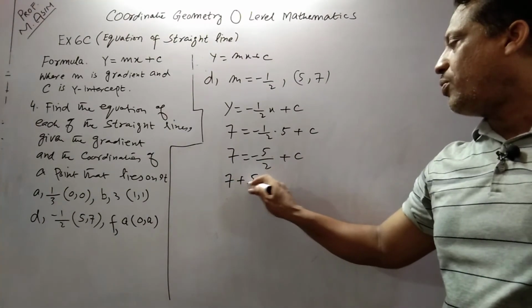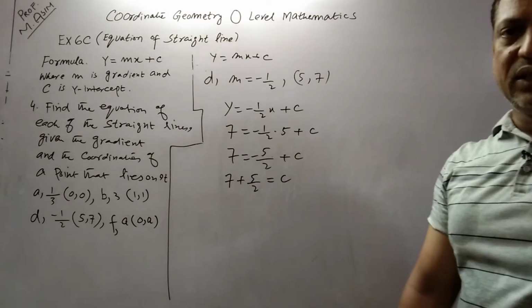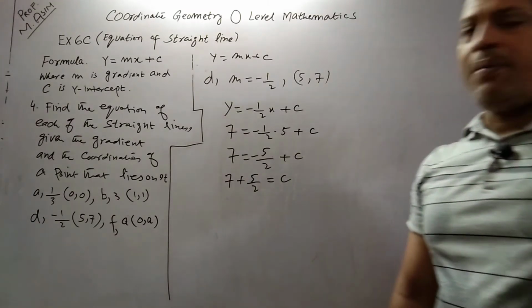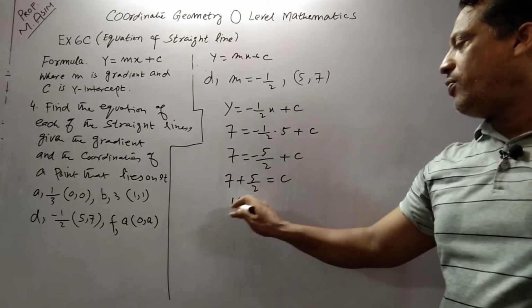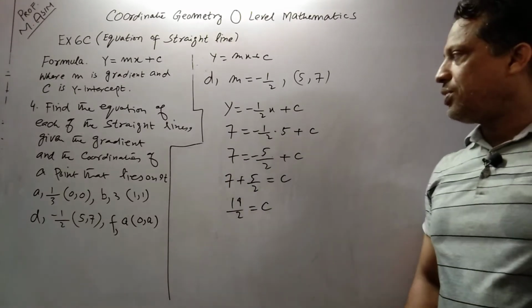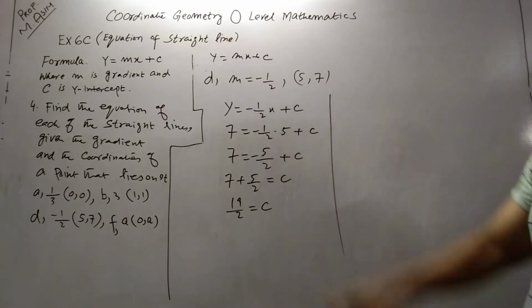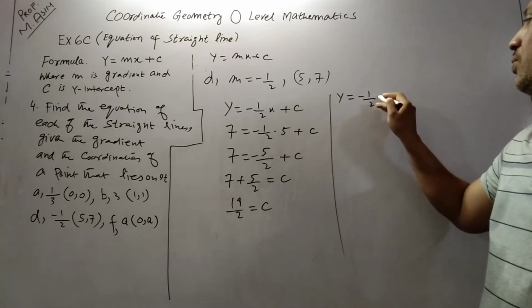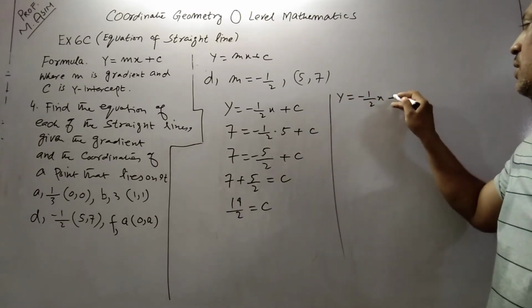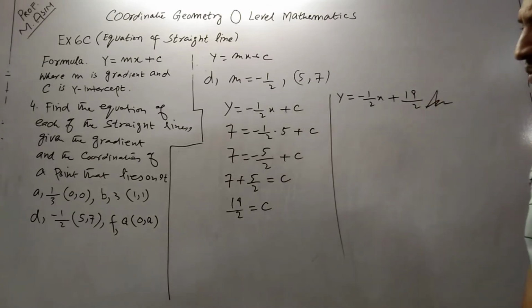Shift this minus 5 upon 2 on this side. 7 plus 5 upon 2 is equal to c. Take the LCM of 2 and then simplify. I am writing the answer directly. 2 sevens are 14 plus 5, 19 over 2 is equal to c. Now finally put this value of 19 upon 2 in this equation, y = -1/2 x + c. What is c? 19 upon 2. This is our final answer.